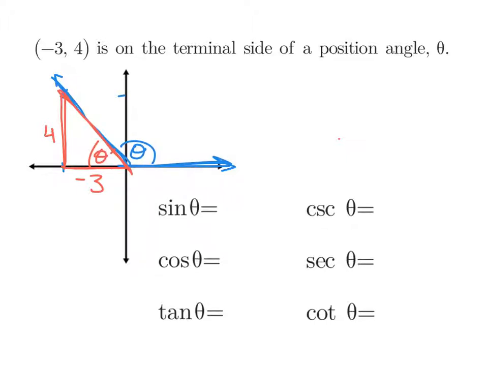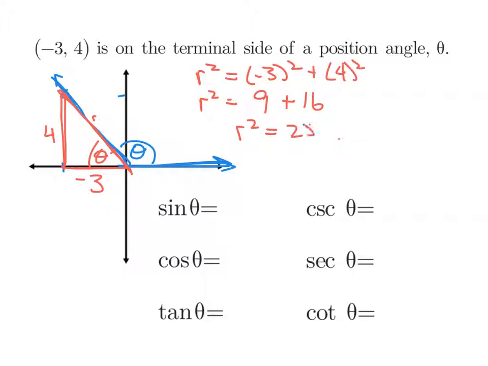Well, now we have to identify what this r is, and we go back to r squared is equal to x squared plus y squared. And even though you're in Algebra 2, you still make this mistake sometimes, and you say that negative 3 squared is negative 9, but it's not. It's a positive number. It's 9 plus 16, so r squared is 25. And when I take the square root of that, r is going to equal 5. The thing about this r, this hypotenuse, is that it will always be positive.